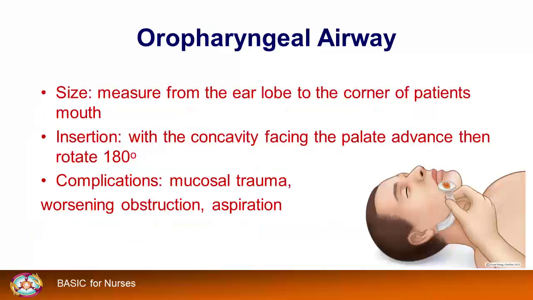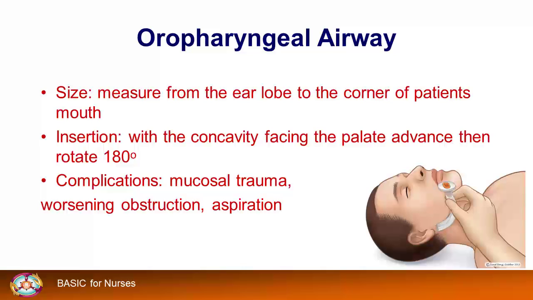So the answer is an oropharyngeal or Guedel's airway. The patient is unresponsive and now more likely to tolerate a Guedel's airway. A Guedel's airway will also provide better airway patency than a nasopharyngeal airway. So how do we measure an oropharyngeal airway and how do we insert it?